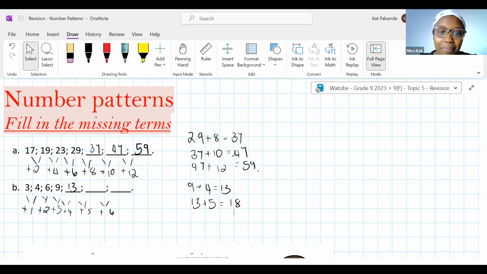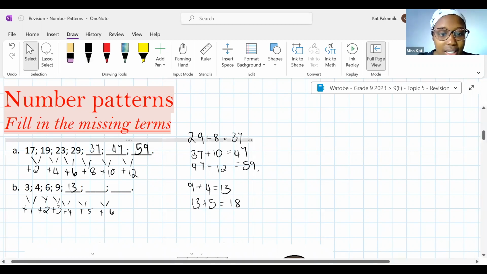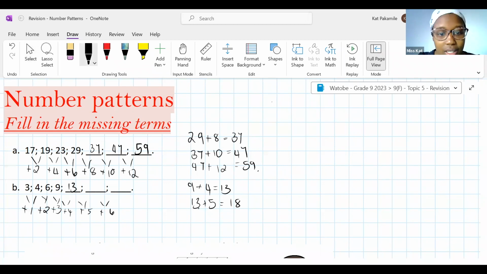It is indeed 18. And then the last one is 18 plus 6, which is 24. Thank you to everyone who gave me the next 3 terms.